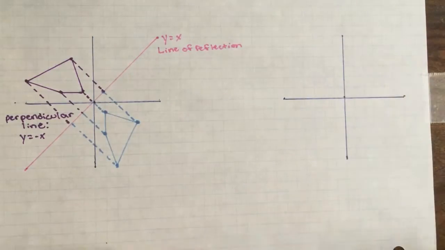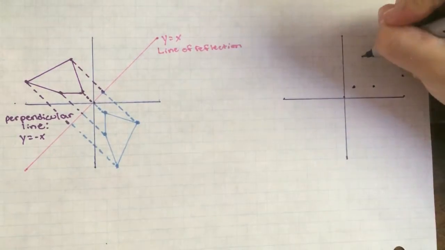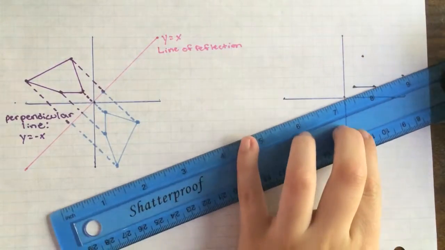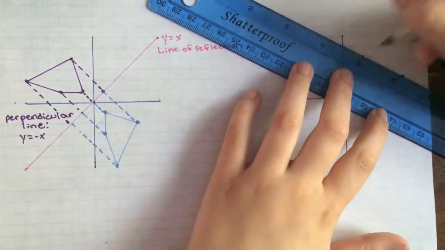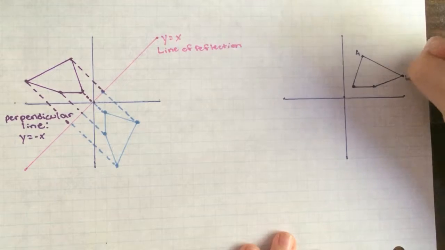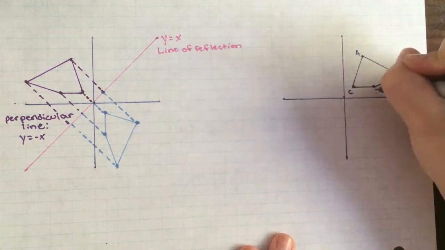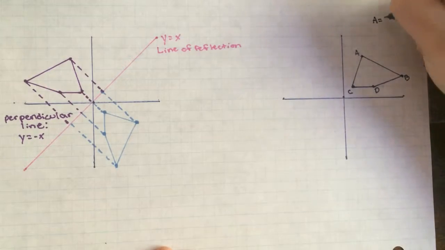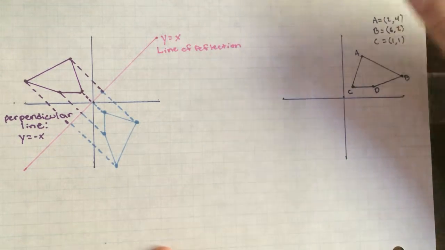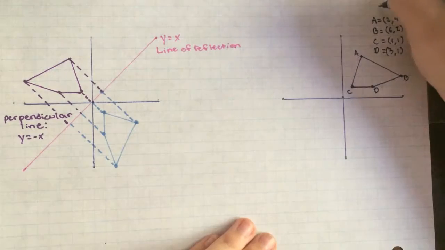Now for some shortcuts. We will reflect a figure into each of the 4 quadrants. We'll call this figure A, B, C, D. In finding the coordinates for each point on the figure, you will notice that both x and y are always positive. The rule for quadrant 1 is positive x, positive y.